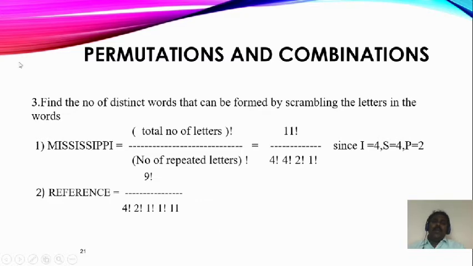So similarly, we can take any word and find how many distinct words can be formed. Simply, we have to keep in mind the formula: total number of letters factorial by number of repeated letters factorial. By using this formula, we can find the number of distinct words that can be formed from any word.